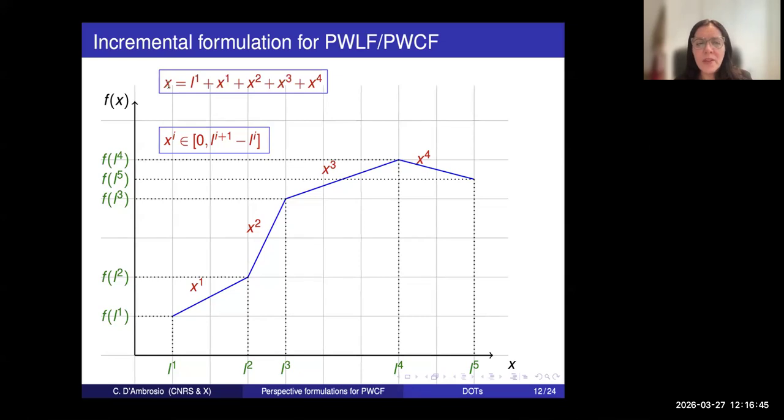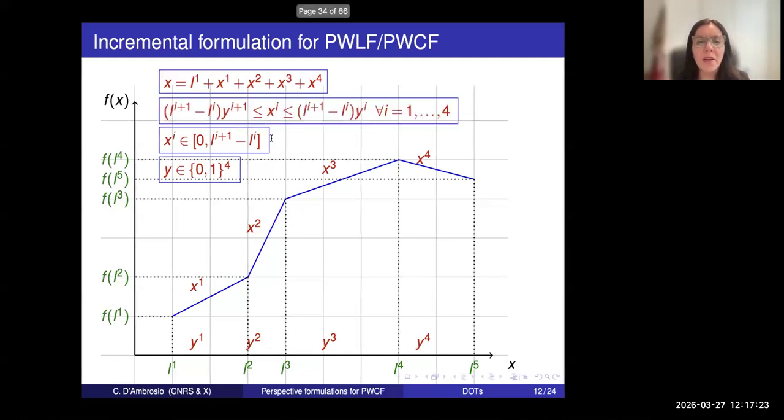And x will take the value of the lower bound, L1, plus the sum of each of these variables. More than one of these variables can take a non-zero value, and they compose, in some sense incrementally, the value of x. That's why it's called the incremental formulation. Also in this case, we have binary variables, one for each of the segments, but more than one of the binaries can take value 1. And I have here the constraint that links x and y.